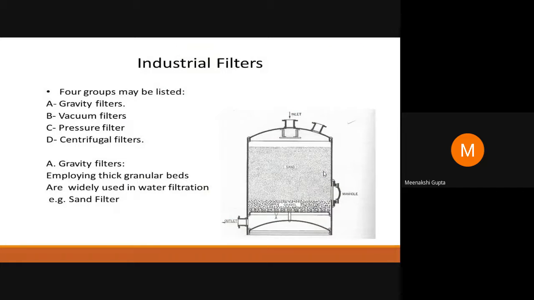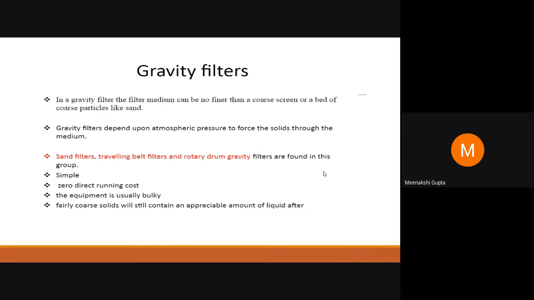Next, based on this, in industries, filters can be gravity filters, vacuum filter, pressure filter, and centrifugation filter. So gravity filters, basically they separate the liquid based on the density of the solid.